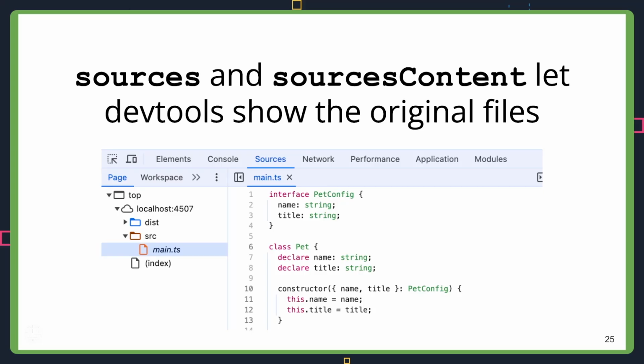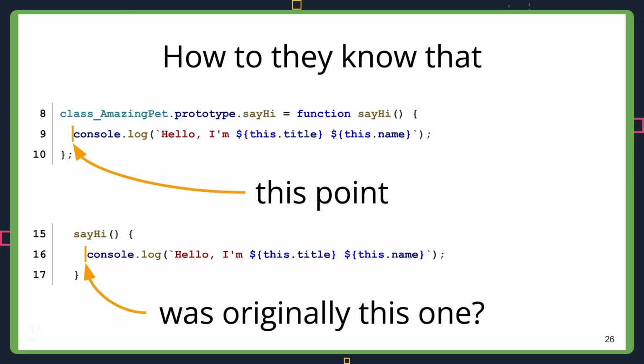So we have our original file in the DevTools, but how does the browser actually know how to connect every single line and column in the original file to the corresponding one in the JavaScript file that the browser is running? Well, here's where the power and the complexity of source maps come in to help us.